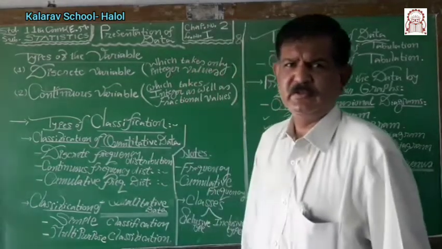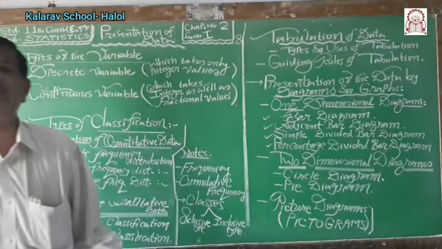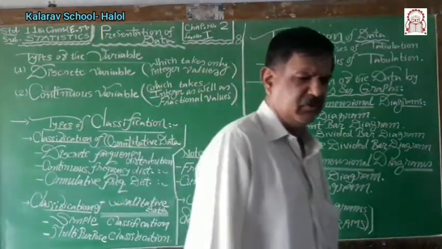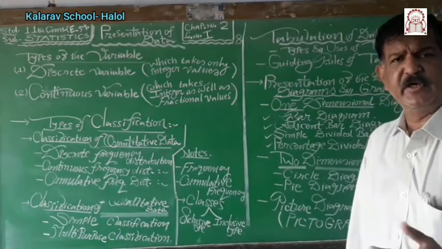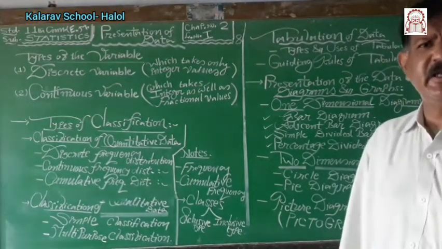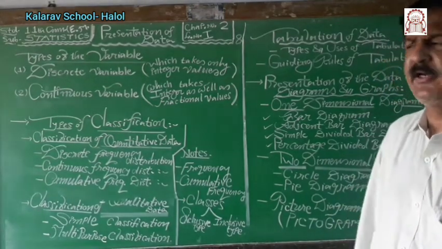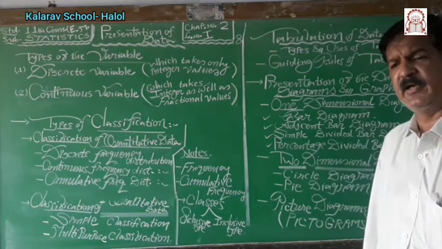11th Commerce, subject statistics. We have covered chapter number 1, that is collection of the data, in which we have studied primary data, secondary data, methods for collecting the primary data, the chief sources of the secondary data, and the precautions while using secondary data.